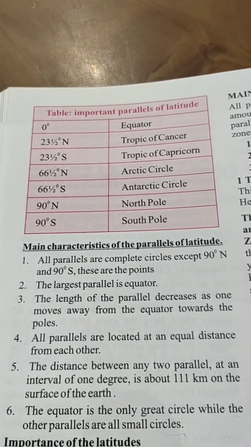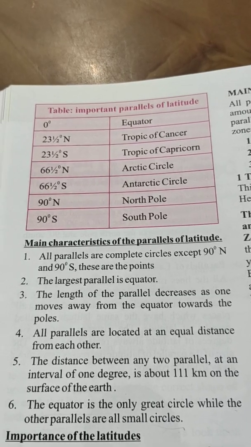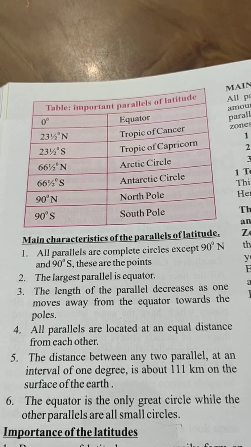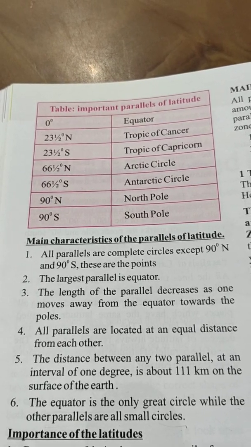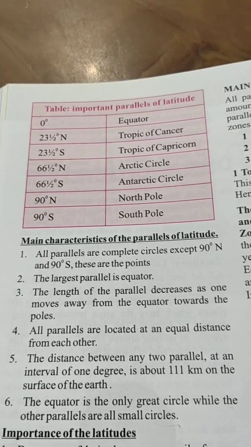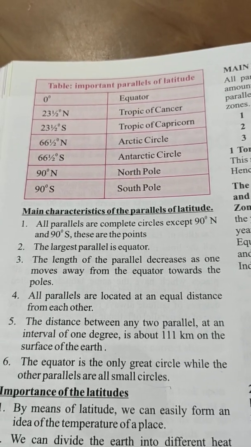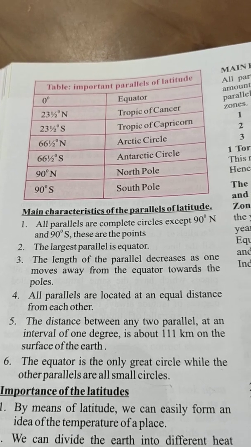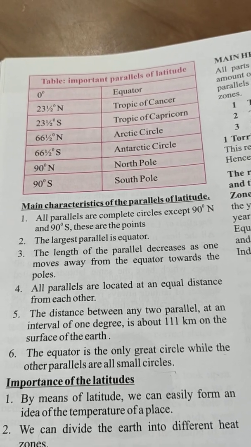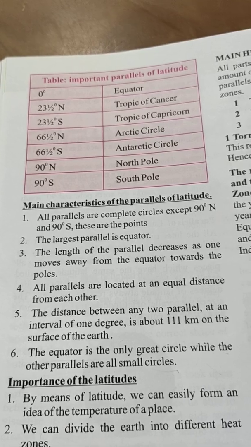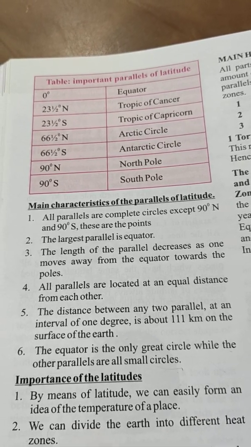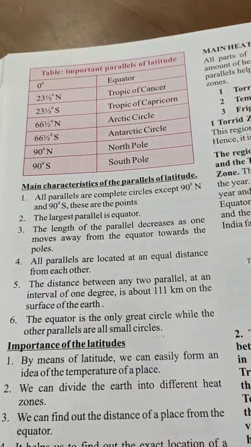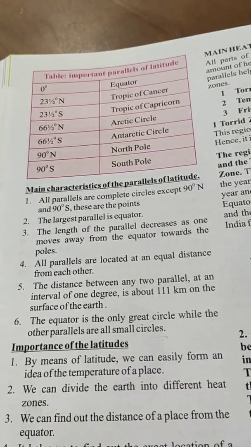Main characteristics of the parallels of latitude. Number 1. All parallels are complete circles except 90 degree north and 90 degree south. These are points. Number 2. The largest parallel is the equator. Number 3. The length of the parallel decreases as one moves away from the equator towards the poles. Number 4. All parallels are located at an equal distance from each other.